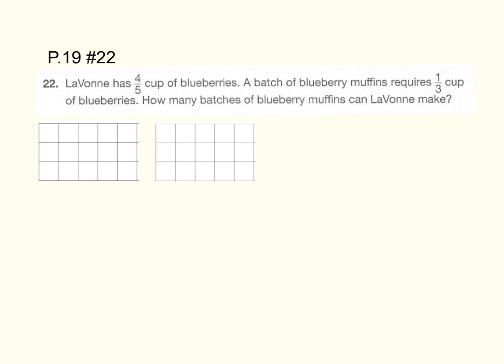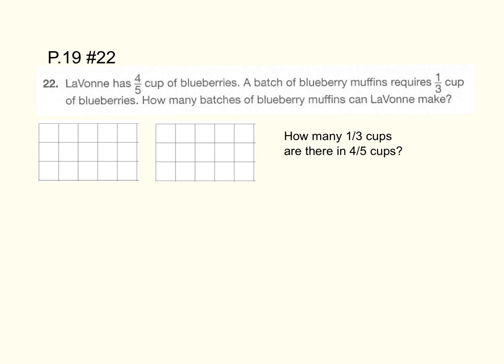Okay, so now we're on to this word problem. It's on page 19, number 22. Levon has 4/5 cup of blueberries. A batch of blueberry muffins requires 1/3 cup of blueberries. How many batches of blueberry muffins can Levon make? Okay, so it's basically asking you how many 1/3 cups are there in 4/5. Okay, so let's write it down.